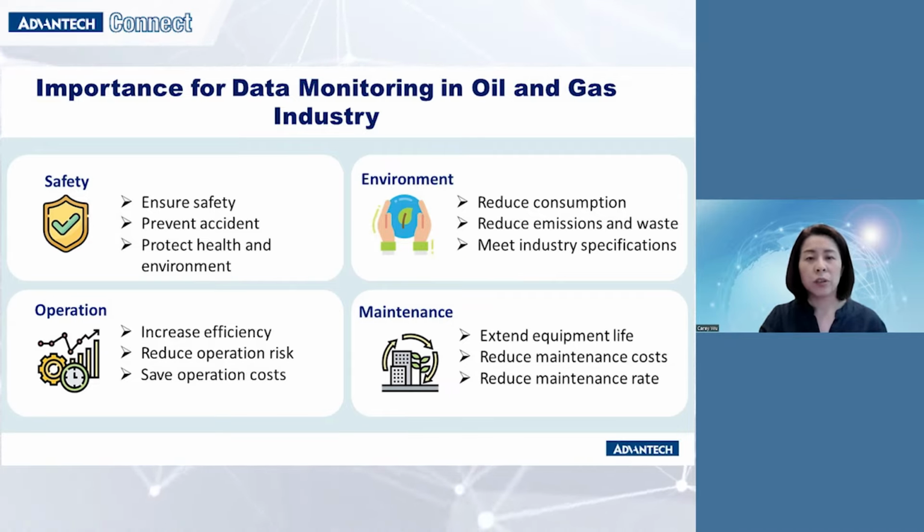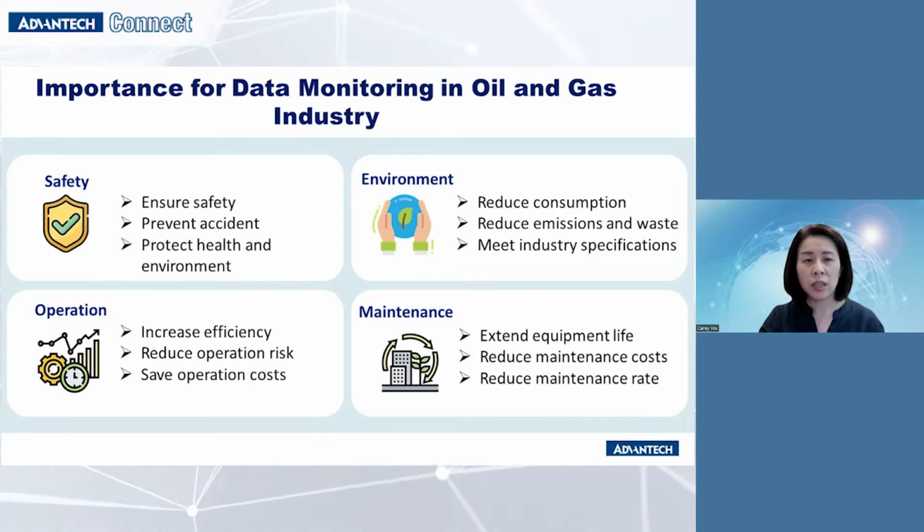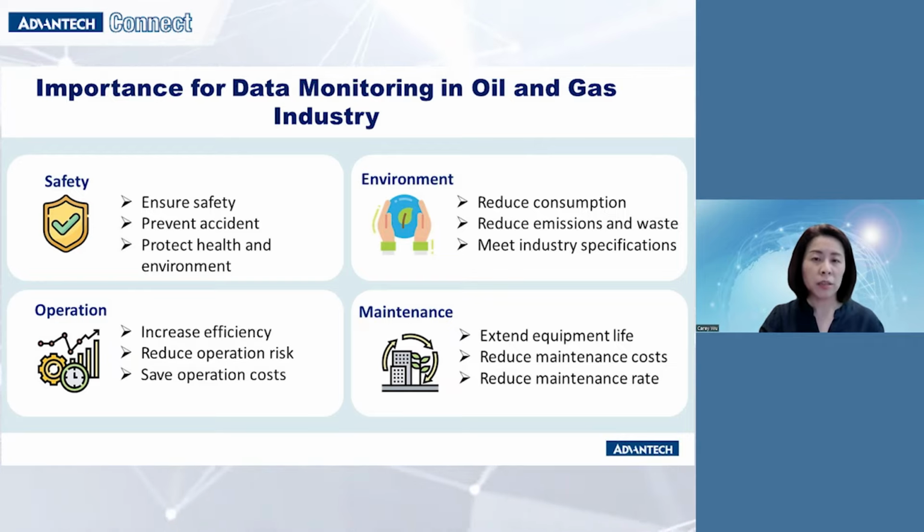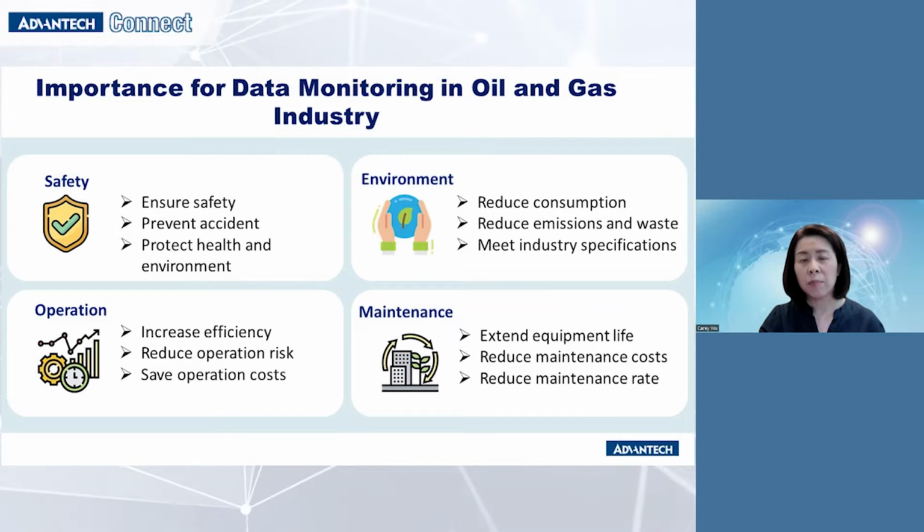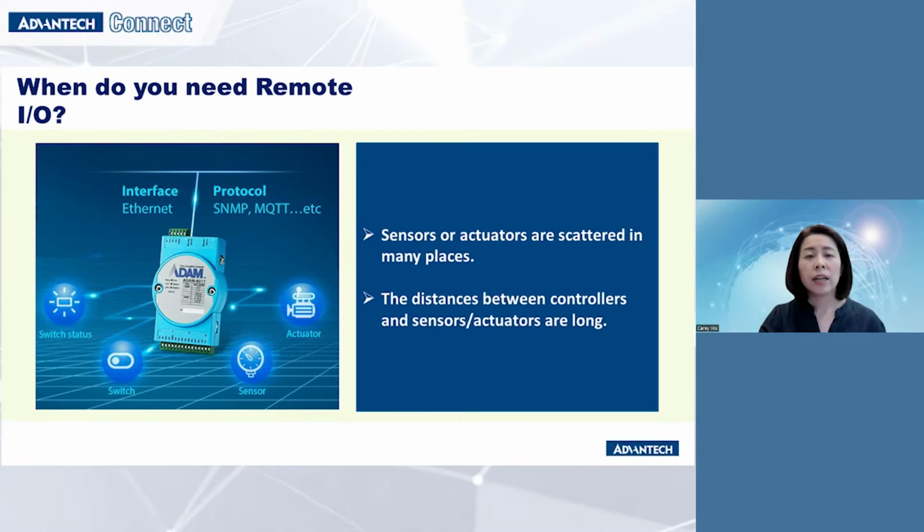Then the operation data helps increase efficiency, reduce operation risk, and save operation cost. And maintenance is also important to companies with equipment data. Any damage or malfunction can be detected at an early stage so that equipment lifecycle can be extended and maintenance costs and rates reduced. Data is the foundation of all industrial IoT. Remote I/O modules provide various remote data to optimize productivity and ensure the operation of field devices.